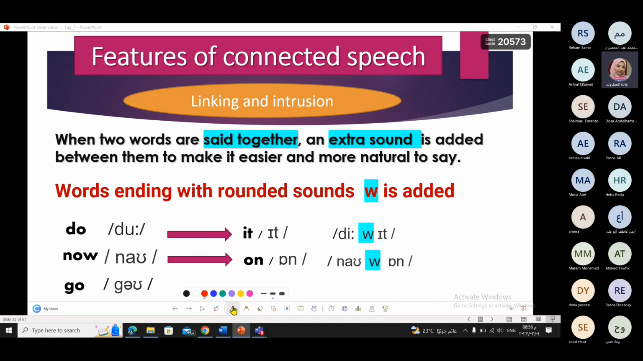Okay. What about the last word? Go out. Excellent. Go out. Go out. Okay. So how many sounds have we learned so far? How many extra sounds are added that we have learned so far?